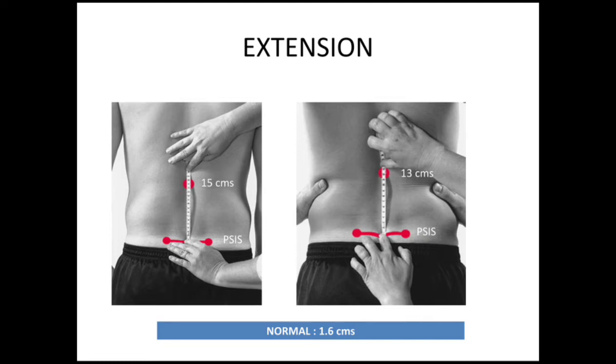There will be approximation of the skin, so now the distance will reduce, and that distance is measured from the initial and the final reading. The normal compression of the skin is 1.6 centimeters, but if it is less than 1 centimeter, then we can say that there is a restriction or limitation of lumbar spine extension.